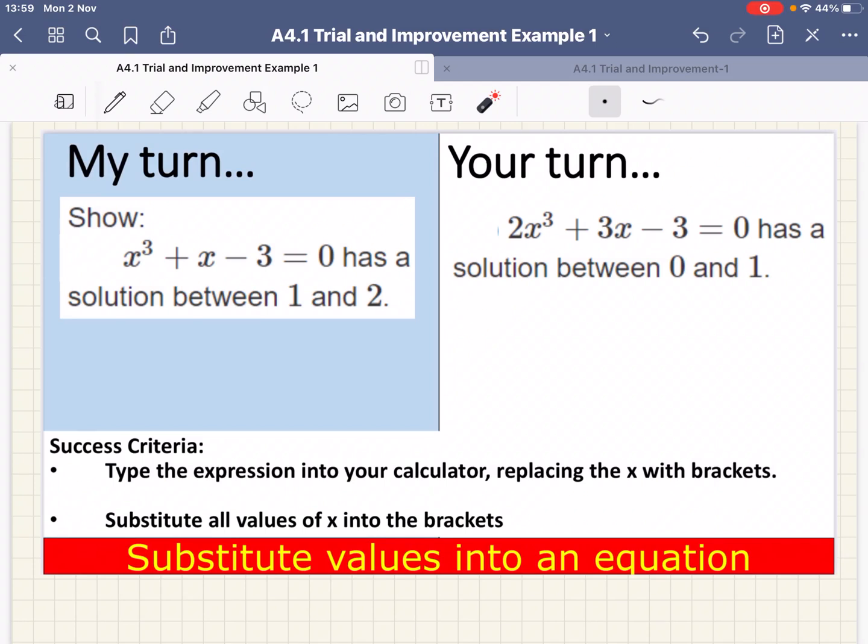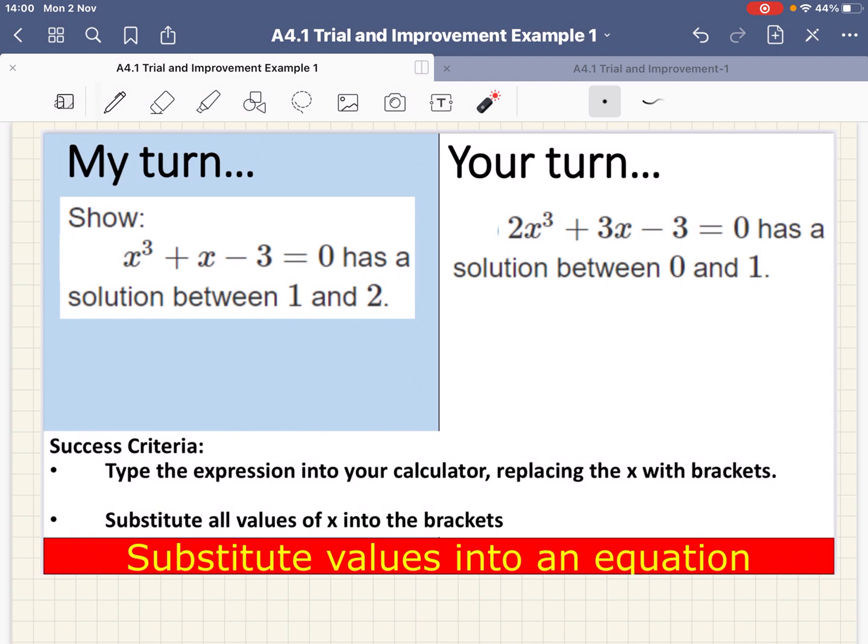Okay, so our first step at looking at trial and improvement is to prove that we've got a solution between two values. So in this question, we are given the equation x cubed plus x minus 3 is equal to 0. And the question is asking us to show that we've got a solution between 1 and 2. This means we are looking to substitute 1 and 2 into this equation to work out whether the answers are going to be too big or too small.